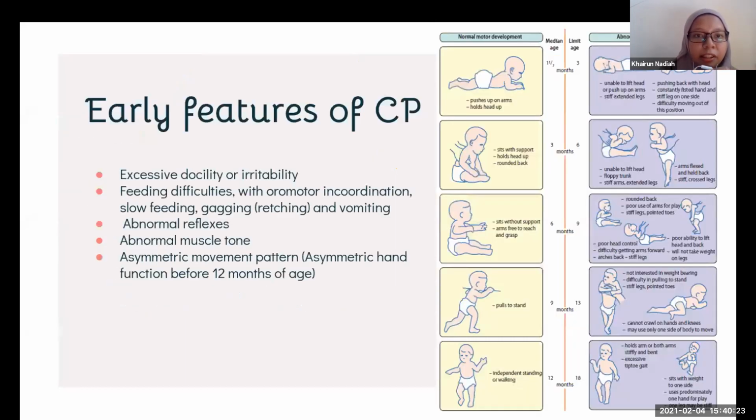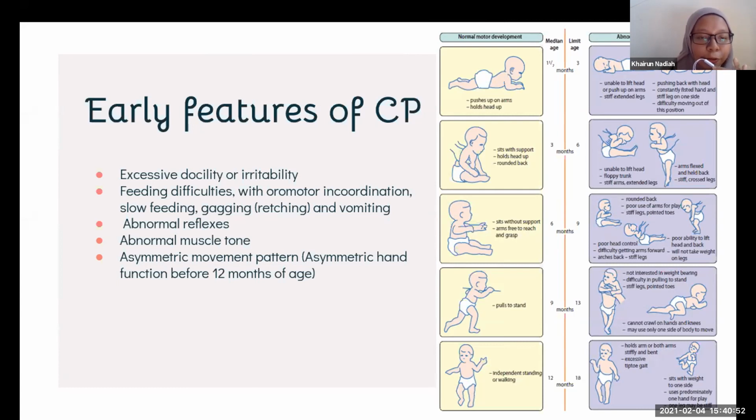So this one is important. The clinical manifestation. We have the early features of cerebral palsy, which we can detect in the newborn. First is excessive docility or irritability. Docility means easy to manage. So the baby can be excessively easy to manage, or excessively irritable.